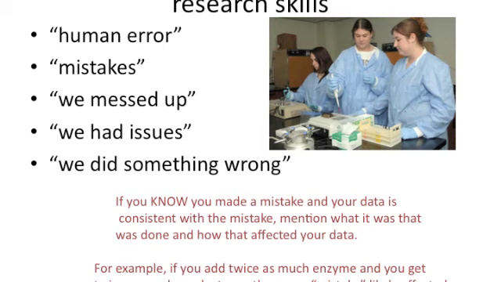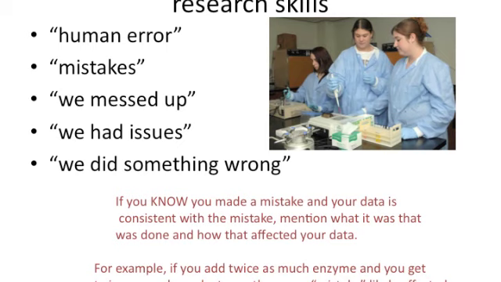So for example, if you added twice as much enzyme and you get twice as much product, then your quote-unquote mistake probably affected the result. However, if you added twice as much enzyme and you get half as much product, then that doesn't even correlate. And so that's ridiculous to say, oh, we made this mistake and therefore we get this result. Well, it doesn't even follow. It's not logical. In every case, always try to come up with some scientific explanation for what it was that you think happened. You only want to talk about any quote-unquote mistakes that you made if there's no other explanation for what happened.